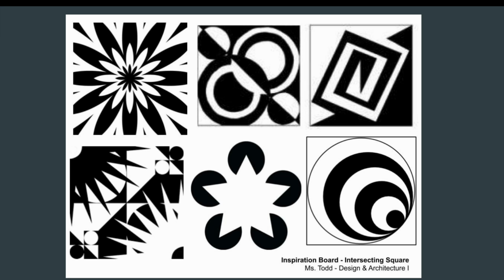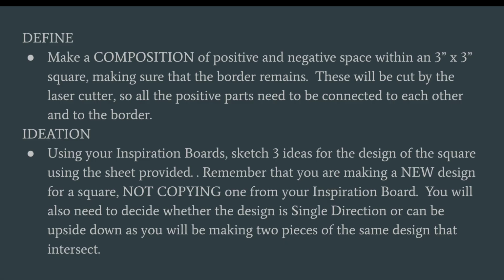And it should look something like this. You should have at least 6 images on it, and you should look for black and white imagery that appeals to you that you might use in your own design. Then you're going to use your inspiration boards to sketch 3 different ideas for the design of your square using a template that I'm going to provide you. Remember that you are making a new design for the square and not copying the one from your inspiration board. You will also need to decide whether the design is single direction or can be upside down, as you'll be making 2 pieces of the same design that intersect.